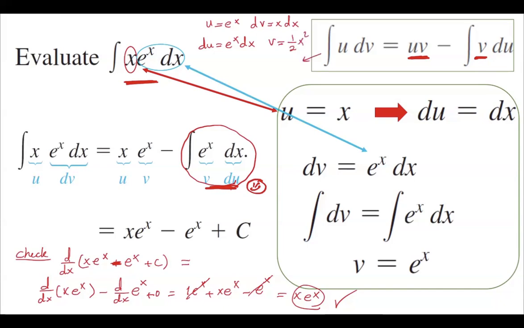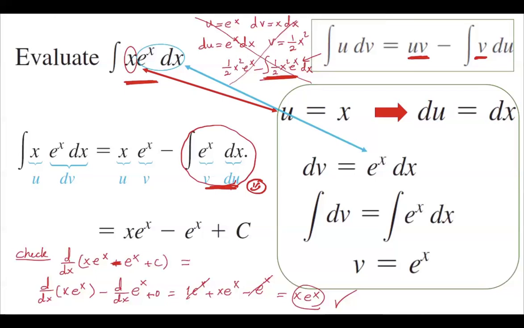So if I follow this formula, now I have uv, which is a half x squared e to the x, minus the integral of v du. I have a half x squared e to the x dx, which makes it more complicated. Now I created a quadratic term inside the integral. So this u and dv doesn't work well.